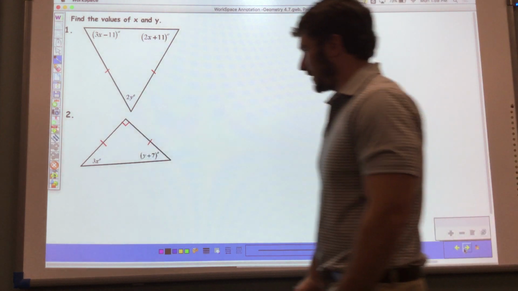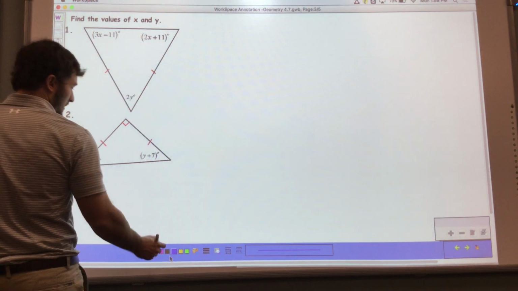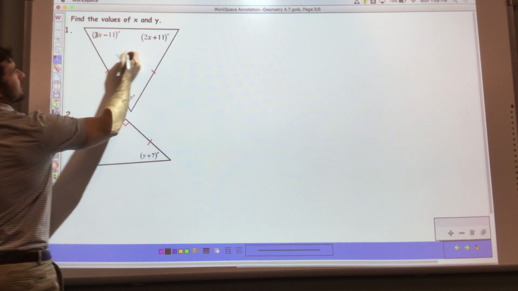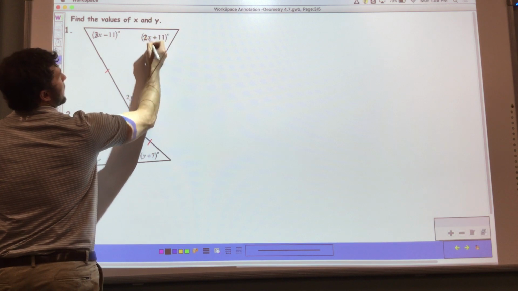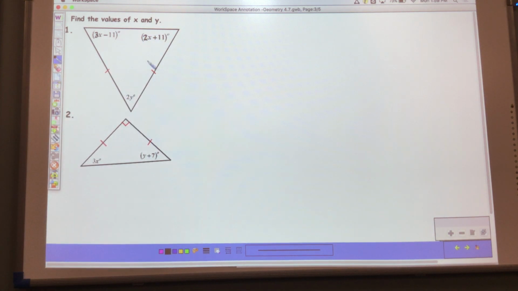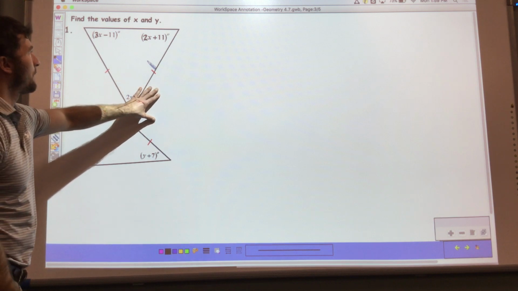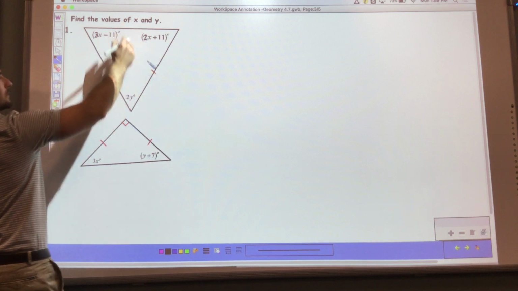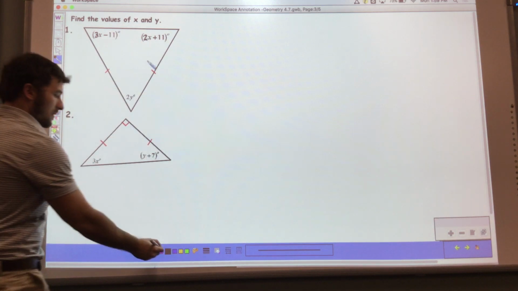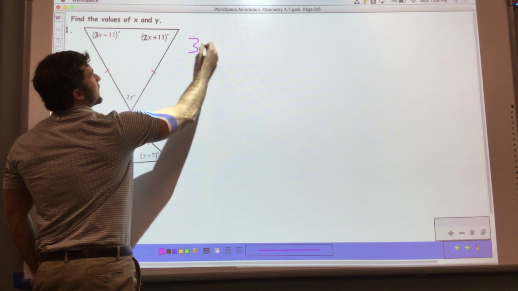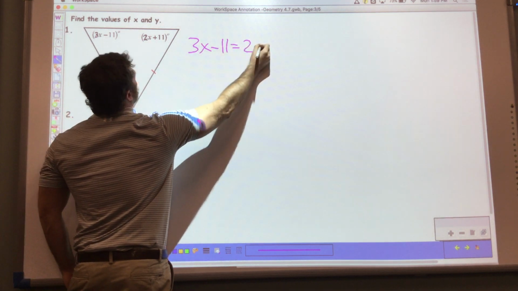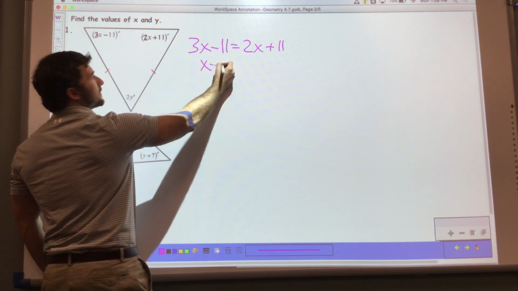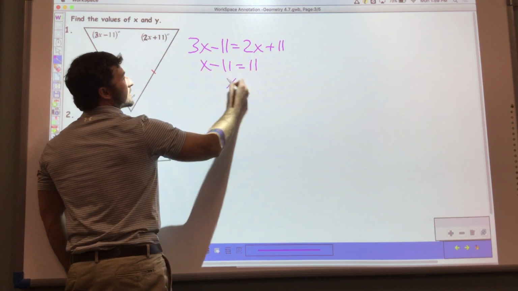So, solving for some variables here. I don't know how easy this is to see, but that's a 3x, and that's a 2x. So here we have an isosceles triangle. We know that our base angles, because they're across from our legs, are going to be congruent. So I would have 3x minus 11 equals 2x plus 11. So subtract 2x and add 11. x is 22.